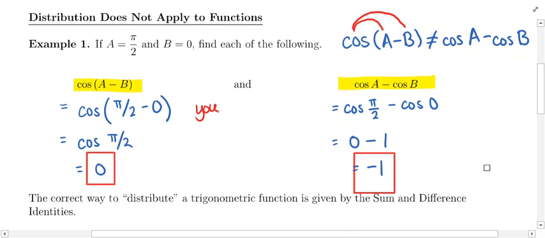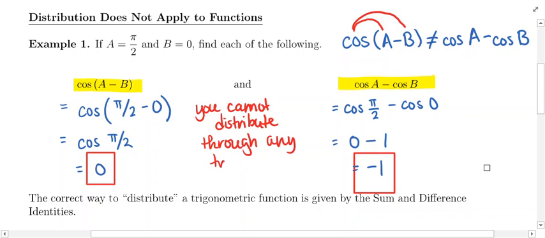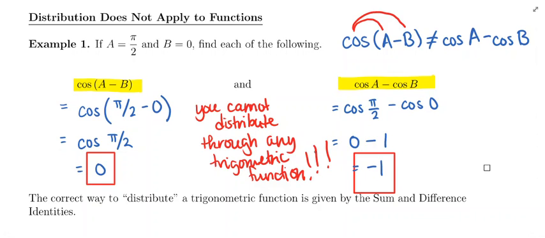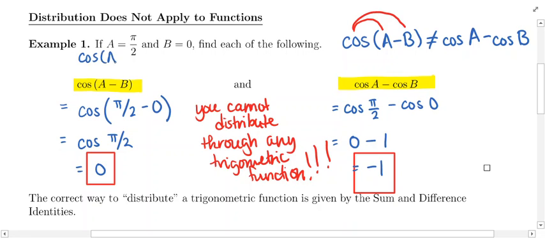So you cannot distribute through any trigonometric function. That's what you should take away from this. You can't do it. I know we just did one example here, but again, this applies to every single trigonometric function. If we were dealing with sine or tangent or cotangent, or if we had a plus sign in the middle, you can't distribute. So what does happen to cosine of a minus b?